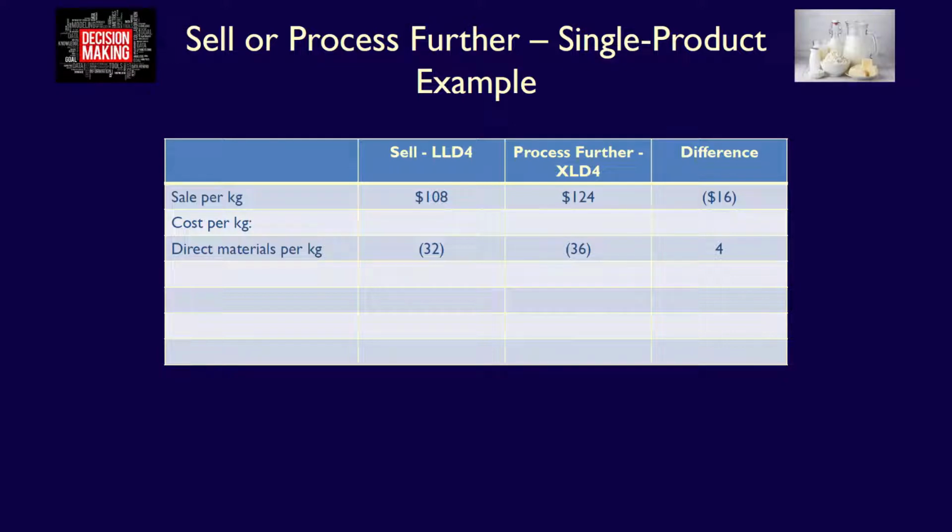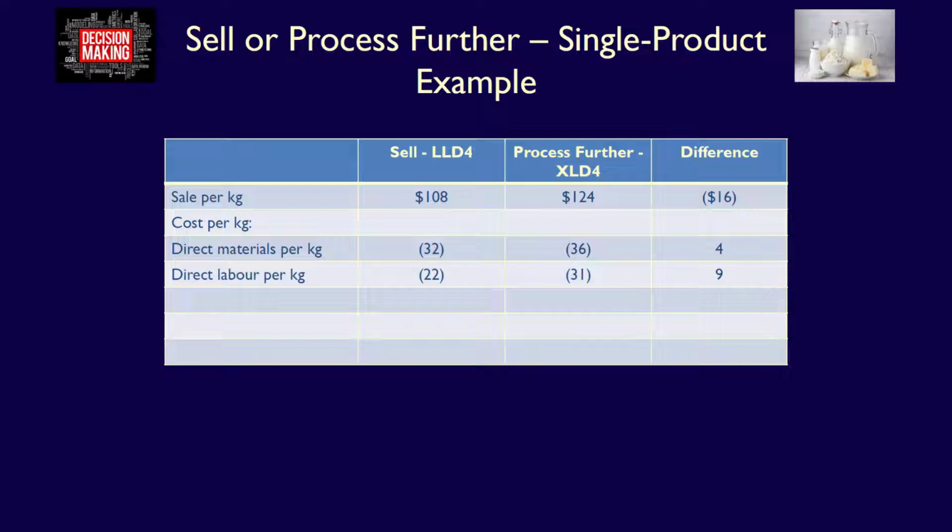$32 for sell LLD4. Direct materials for process further are $4 more, so $32 plus $4 is equal to $36, so we'll place a negative $36 in column 3 under process further. Negative $32 minus negative $36 is equal to positive $4, which is the difference in the last column.